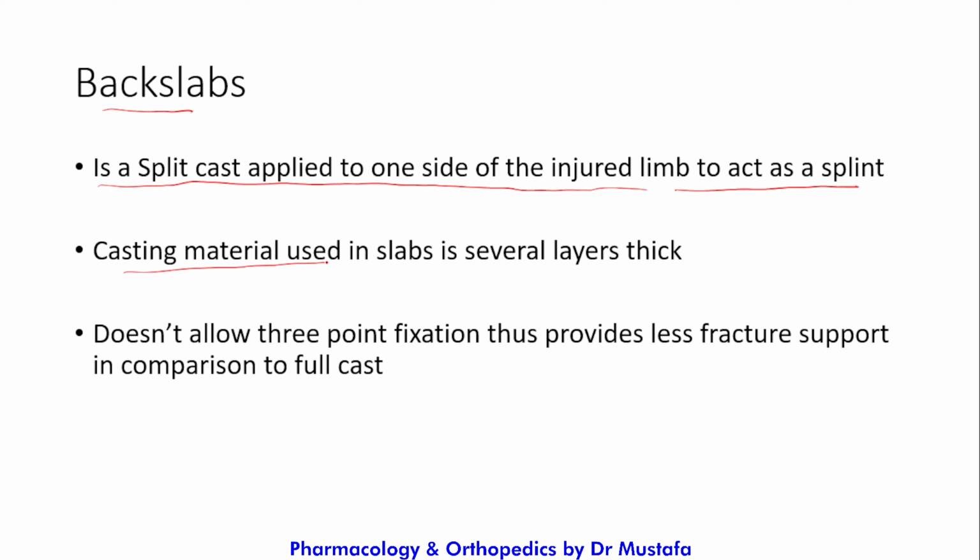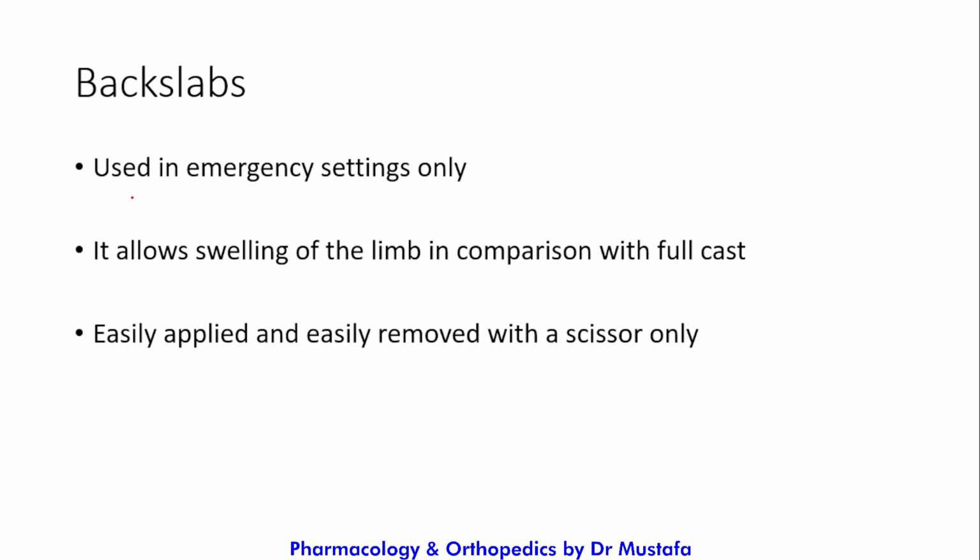The casting material used in slabs is several layers thick, and it's mostly plaster of Paris, and it doesn't allow 3-point fixation, thus provides less fracture support in comparison to the full cast. It is used in emergency settings only. It allows swelling of the limb, in comparison with the full cast which limits the limb from swelling, and it is easily applied and easily removed with scissors only.